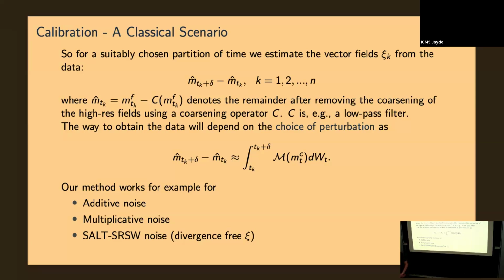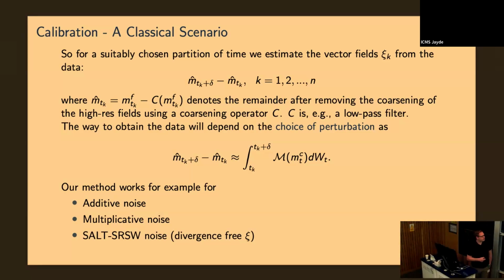And the way that you then obtain the data set for the model will now depend on the choice of the perturbation that you make for your SPDE. So we can think of this time difference here as a discretization of a small Euler step of this stochastic integral. So we need to somehow reverse this model operator. And this reversion obviously depends on what curly M is. We can do this, for example, for additive noise. We can do it also for multiplicative noise, and we can do it for a noise that's called SALT. SALT stands for stochastic advection by Lie transport, and this is the one that we will be looking at today.